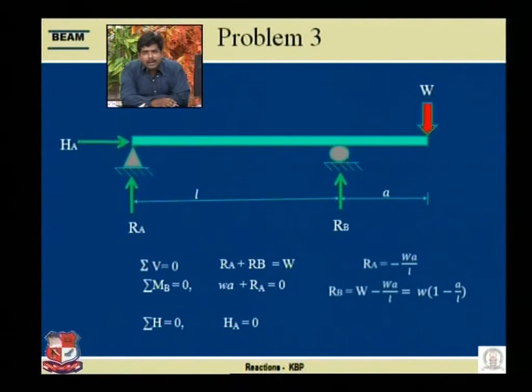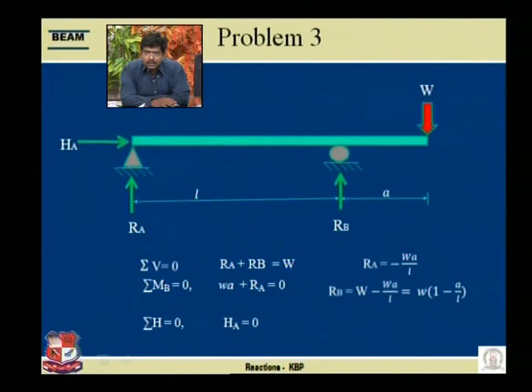Now let us apply the first one, that is sigma H is equal to 0 condition. No horizontal force is acting over here in this system, only HA is acting, reaction comes to be 0. Second, sigma V is equal to 0. Two upward forces RA and RB, one downward, so RA plus RB is equal to W.